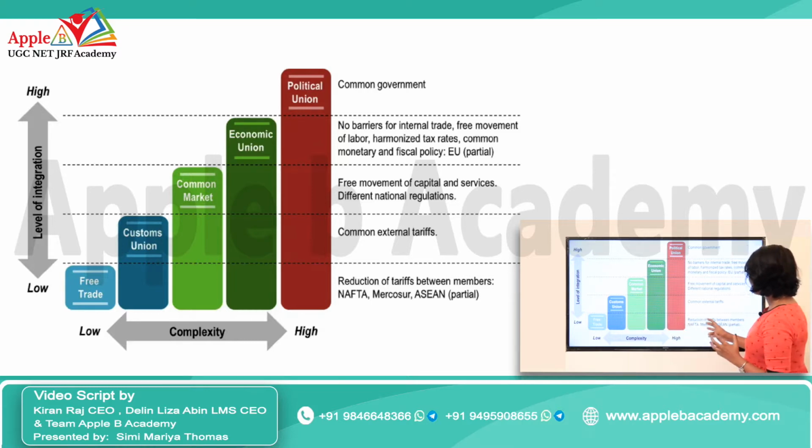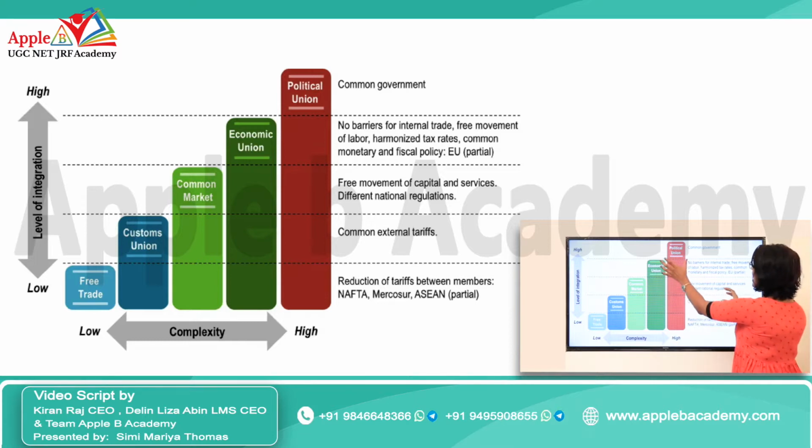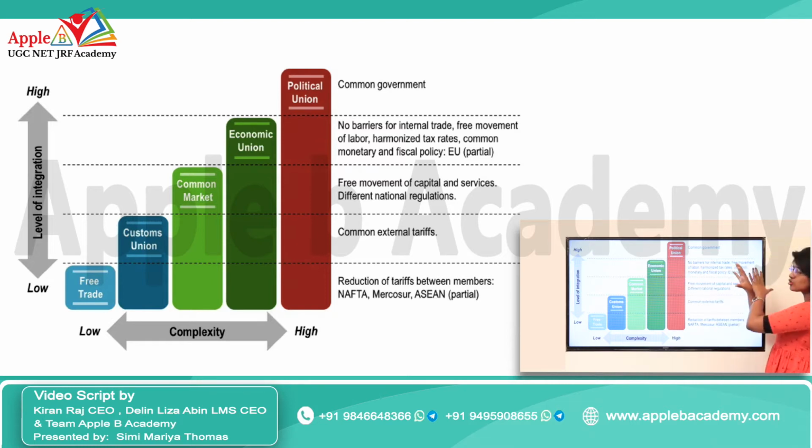In free trade, we have reduction of tariffs between the members. A customs union is a combination of a free trade area along with a common external tariff. The common market, along with the customs union, has free movement of goods and services, with different national regulations. The European Union is an example of an economic union, where there is no barrier to internal trade, free movement of labor, harmonized tax rates, and common monetary and fiscal policy. In a political union, there is a common government. So these are the various phases of economic integration.